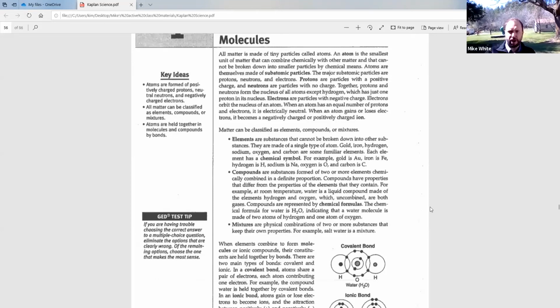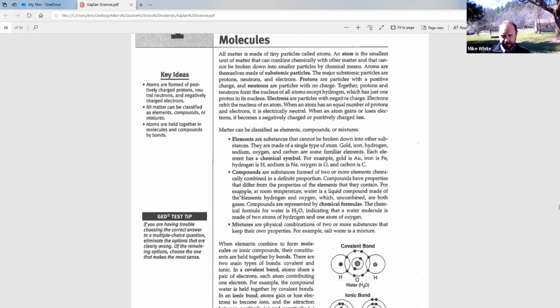Compounds also have properties that differ from the properties of the elements they contain. So think about water, right? Water is made up of hydrogen and oxygen, but on its own, hydrogen and oxygen don't resemble water in terms of the physical makeup, right? Hydrogen and oxygen typically exist in gas form, and we know water typically exists in liquid form. So when they combine together, they undergo a physical change, right? So that's common of compounds.